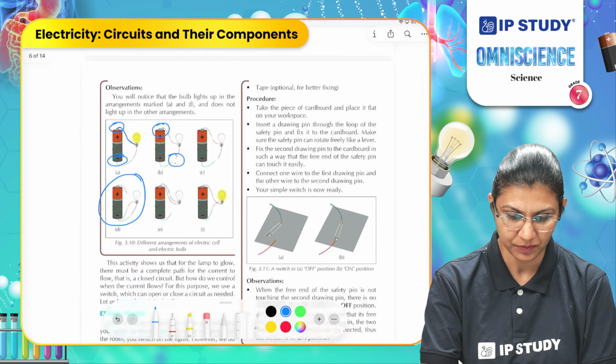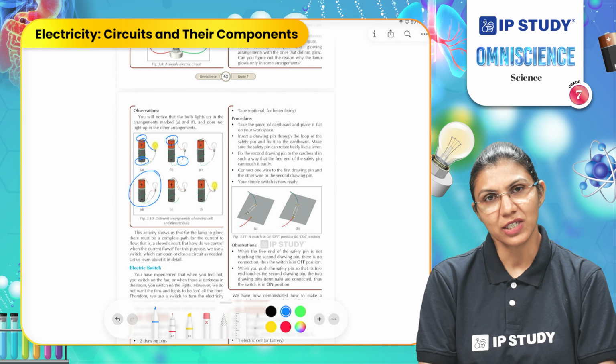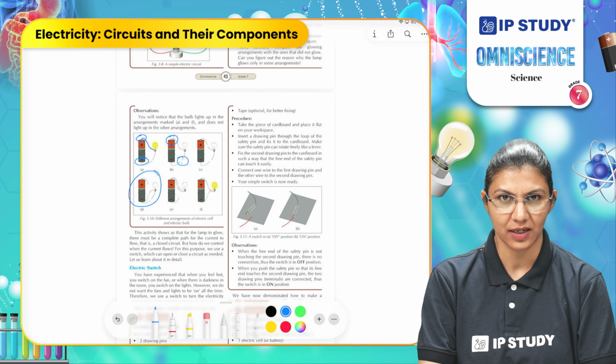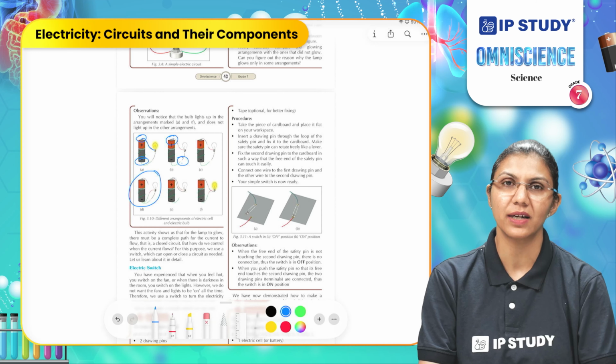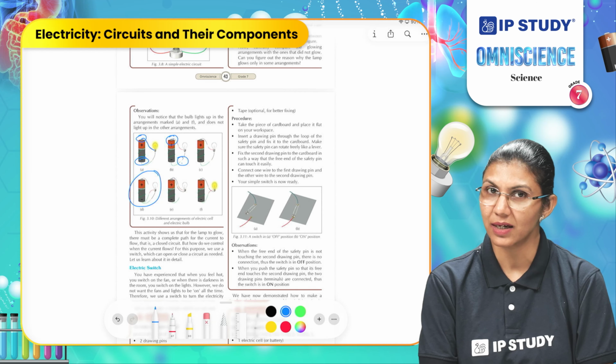We discussed one component here that is called the switch. What is a switch and what is the importance of a switch in any circuit? A switch is the control of electricity through a circuit. It controls the flow of current, or the electricity, through a circuit. So how can we make a switch? For making a simple switch, you can use a safety pin.